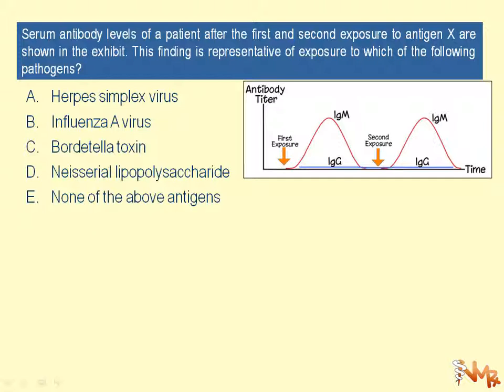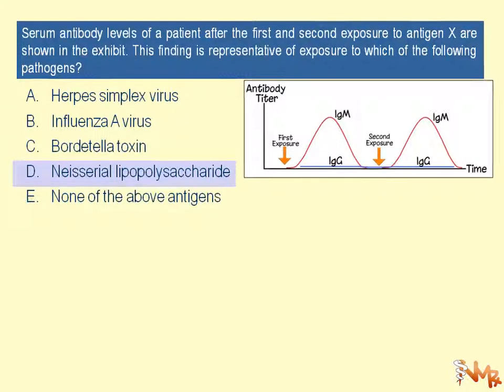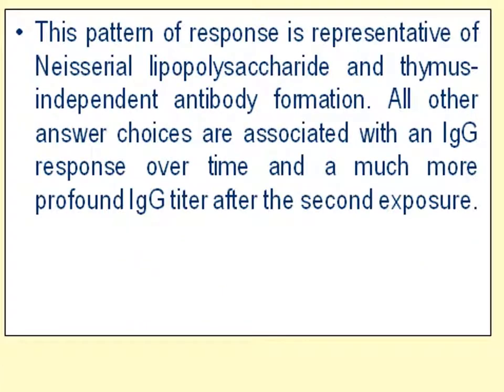As you look at the diagram, you see that there is no IgG production. However, after the first and second exposure, there has been only IgM production by the B cells. The correct answer is Neisseria lipopolysaccharide. I want you to know that this pattern of response is representative of Neisseria LPS and Thymus independent antibody formation.